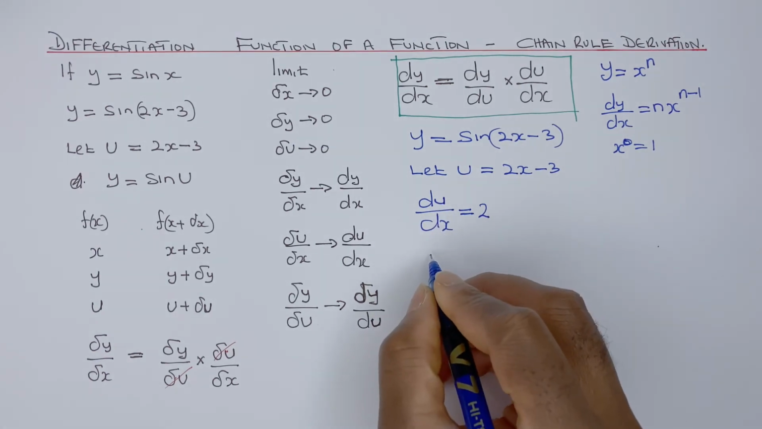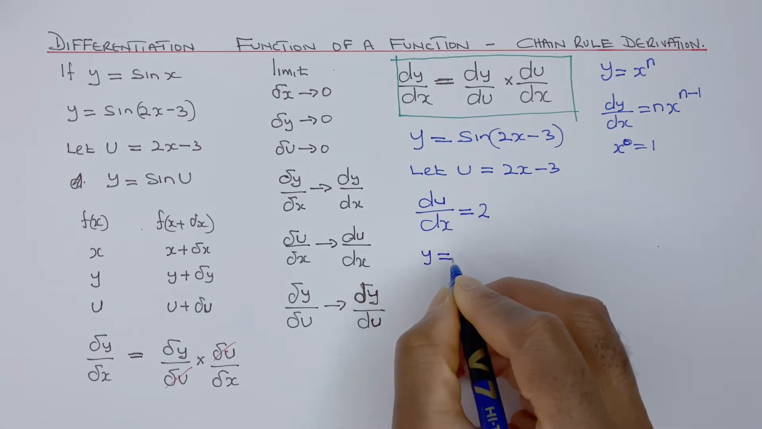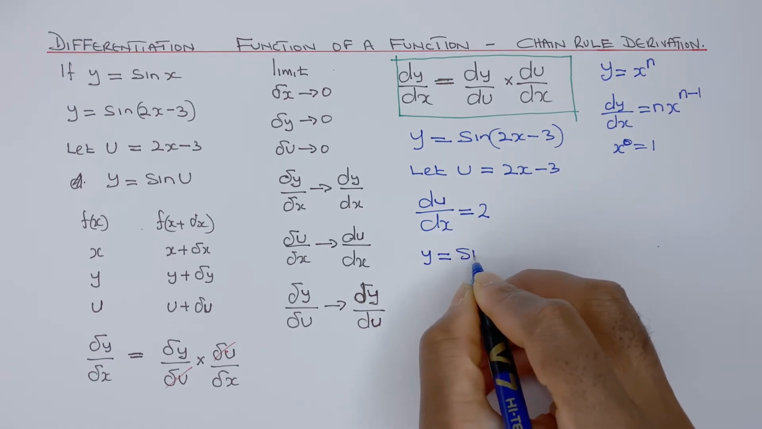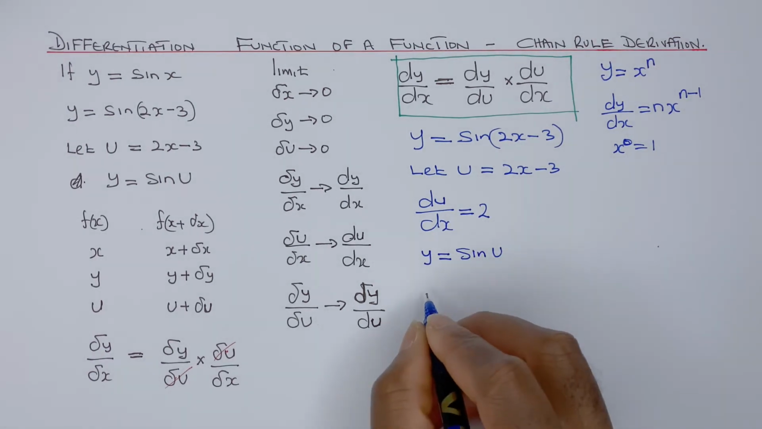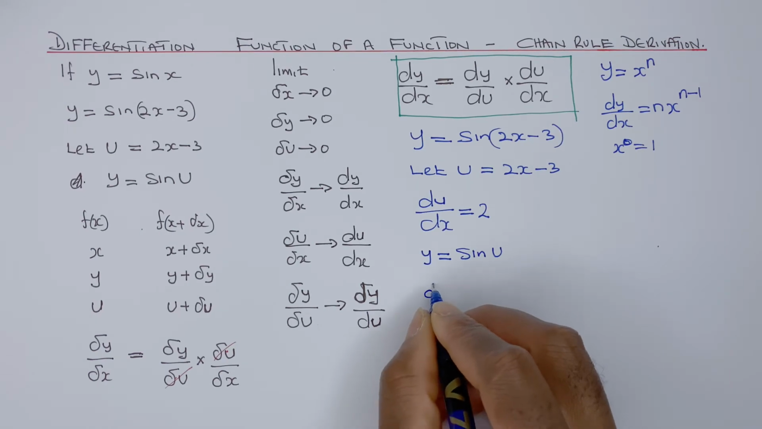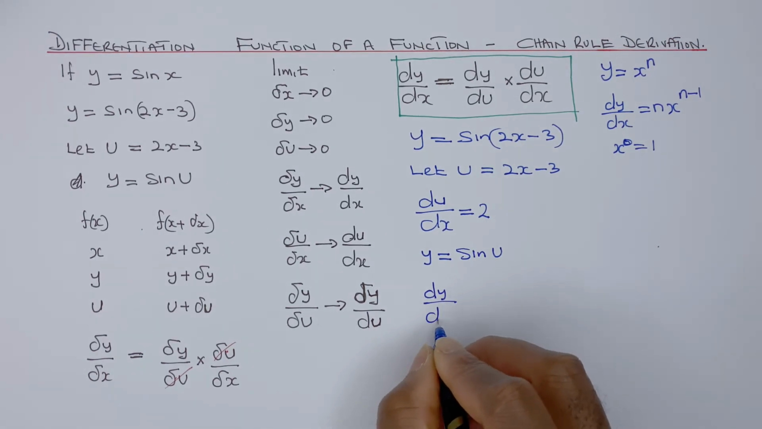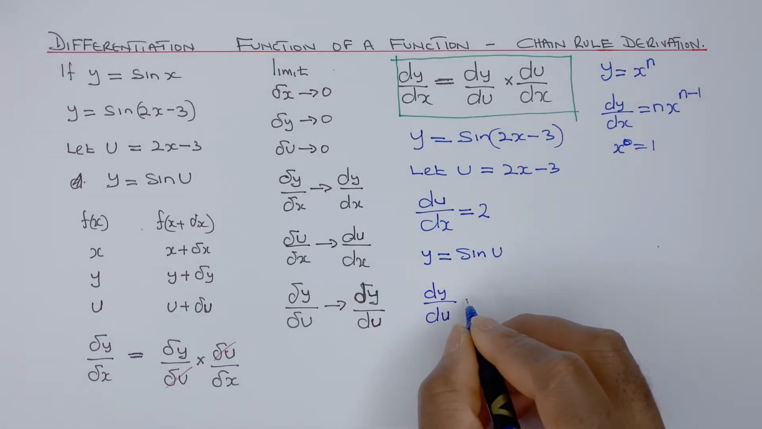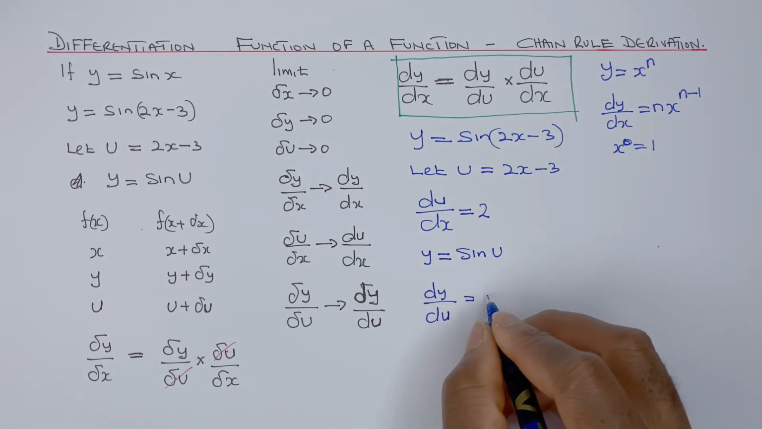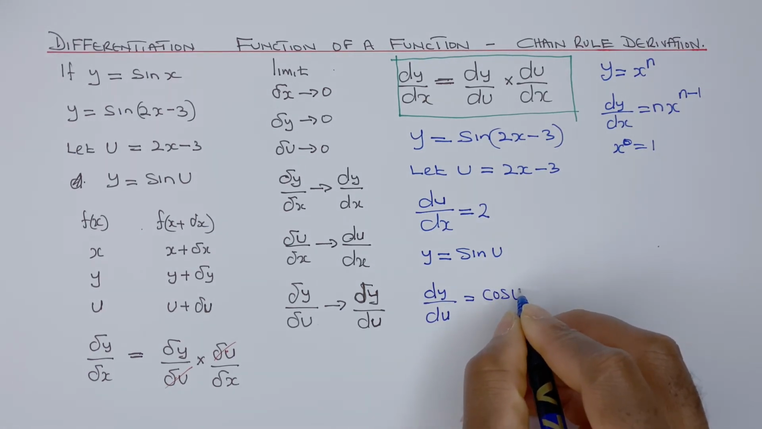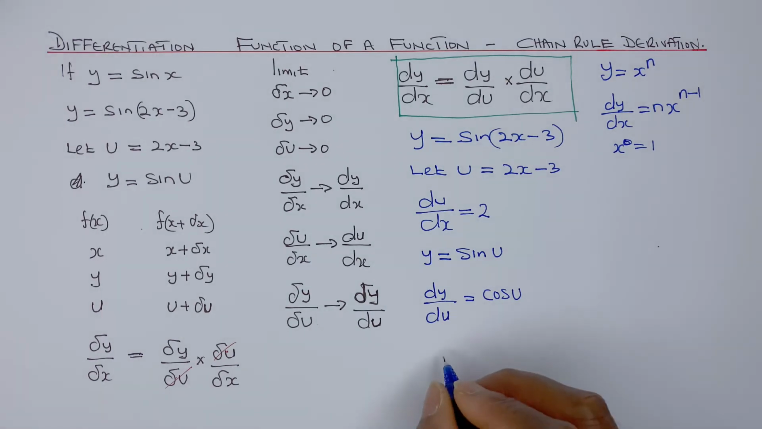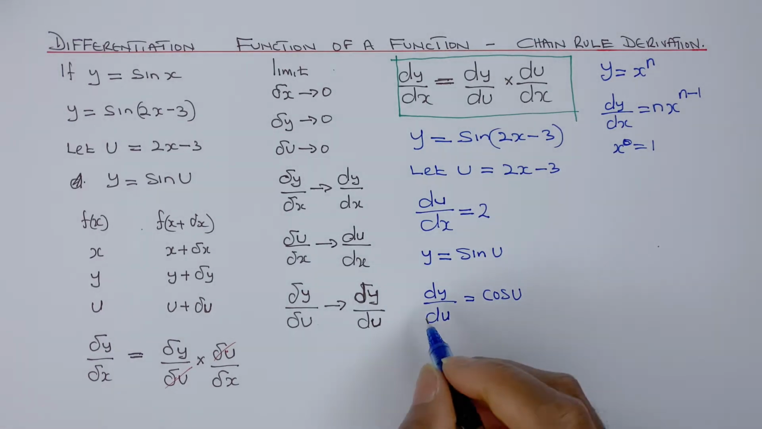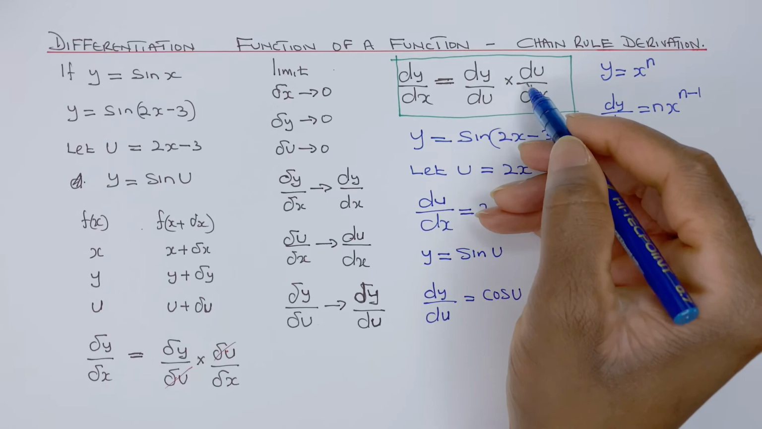Now, we need to now write y equals sine of u. But what about dy du? If you differentiate sine, you get cos. So that will be cos of u. Now, finally, we need to then put these things here and use that formula.